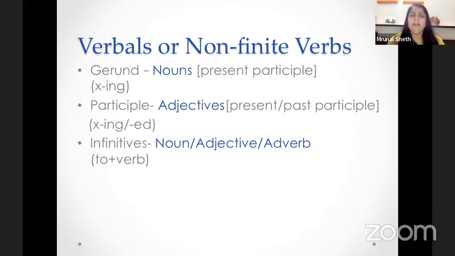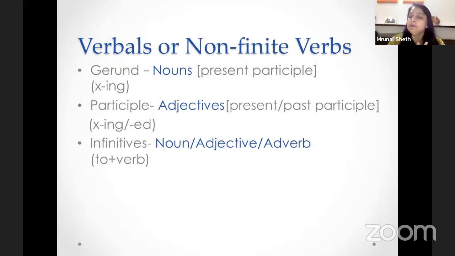So what are verbals? Verbals, non-finite verbs, they are verbs. However, they are not working as a verb in the sentence. So there are three types of verbals or non-finite verbs: gerund, participle, and infinitives.